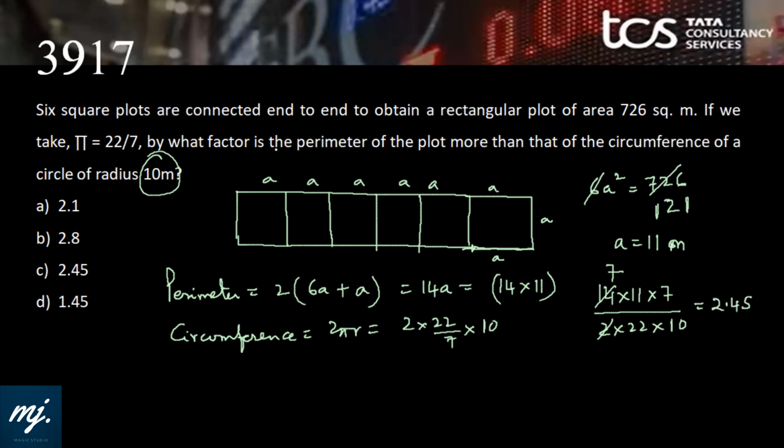Now the question is, by what factor is the perimeter of the plot more than that of the circumference? Then it would be more by 2.45 minus 1, that is 1.45. Don't mark 2.45. It is 1.45 more than this. We have just calculated the perimeter divided by the circumference, which is 2.45 by 1. That means if the denominator is 1, the numerator is 2.45, then how much is the numerator more than the denominator? Numerator is more than denominator by 1.45 units. Answer is D, 1.45.